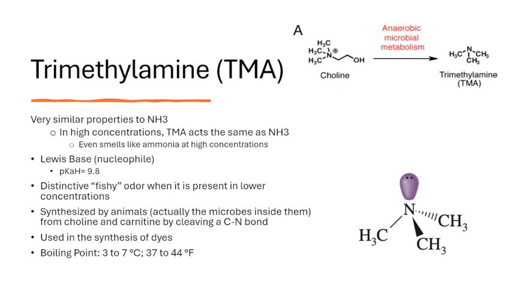TMA is synthesized by animals, which is actually the microbes that live inside animals, from choline, which is a nutrient, and carnitine, by cleaving a CN bond. And so at the top in that reaction in the top right, you can see choline, which through an anaerobic microbial mechanism cleaves a CN bond and creates trimethylamine, or TMA. TMA is also used in the synthesis of dyes, and it has a boiling point of 3 to 7 degrees Celsius or 37 to 44 degrees Fahrenheit, which is proving how it's so easily volatilized.